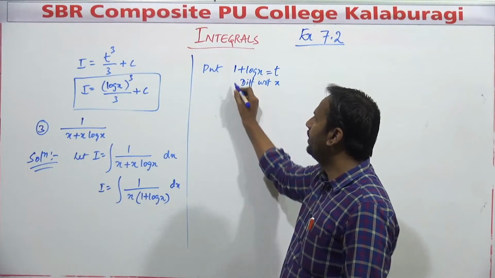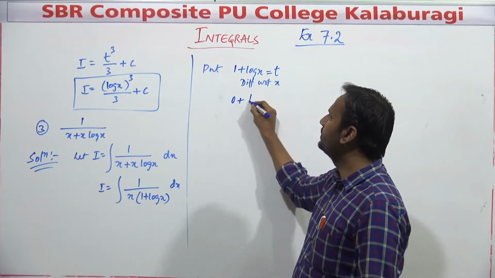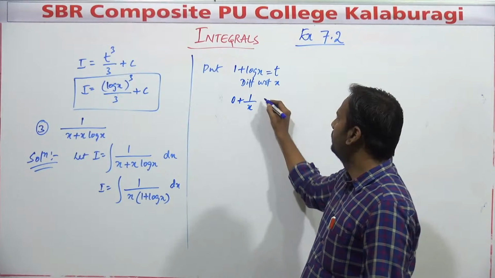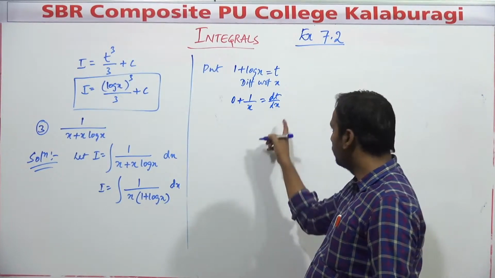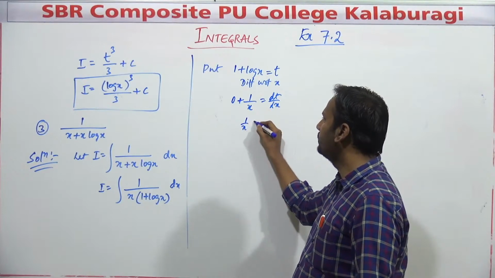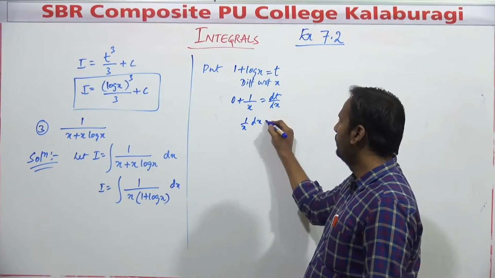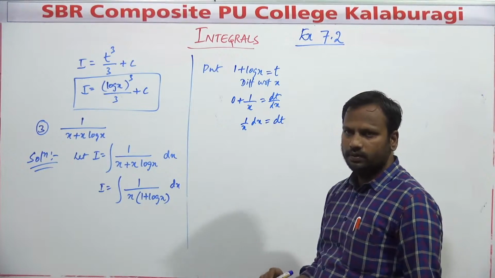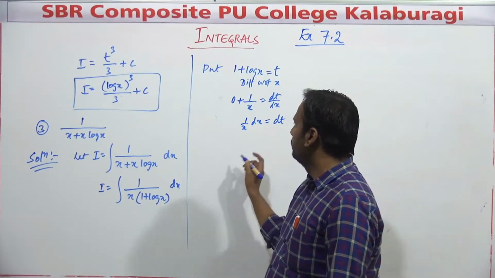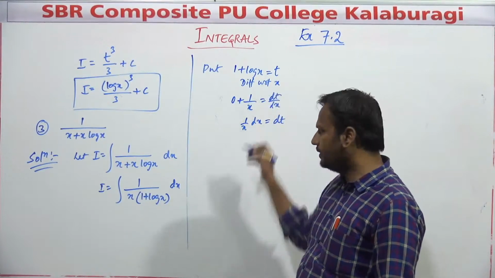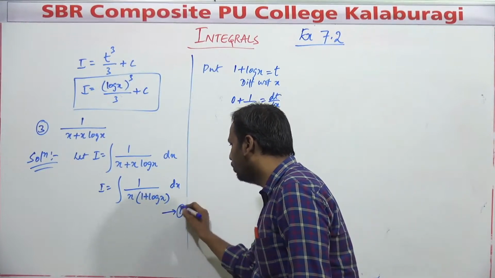So what happens? Differentiation of 1 is 0. Differentiation of log x is 1 by x. Differentiation of t with respect to x is dt by dx. Now cross multiply. I told you, x terms we have to keep on one side and dt on the other. Right? So 1 by x dx is equal to dt. So now replace all these things.